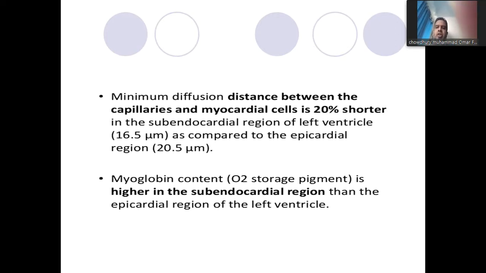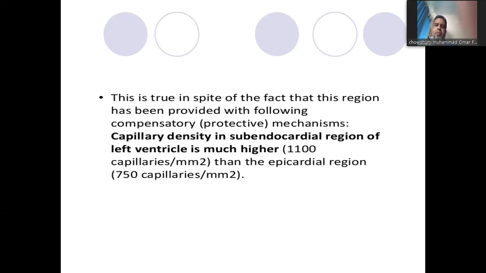The minimum diffusion distance between the capillaries and myocardial cells is 20% shorter in the subendocardial region of the left ventricle as compared to the epicardial region. And myoglobin content is higher in the subendocardial region than the epicardial region of the left ventricle. This is true in spite of the fact that this region has been provided with the following compensatory mechanisms. Capillary density in the subendocardial region of the left ventricle is much higher than the epicardial region.